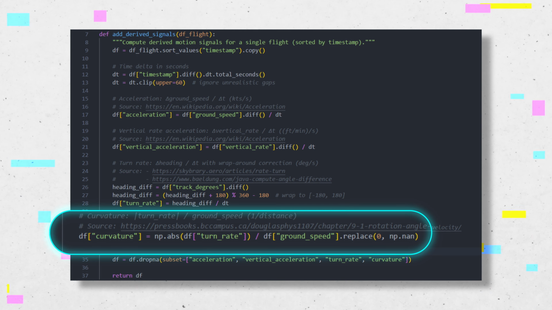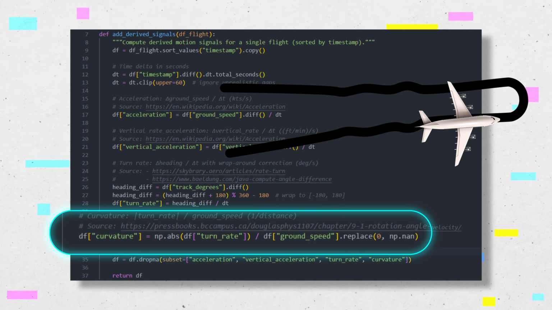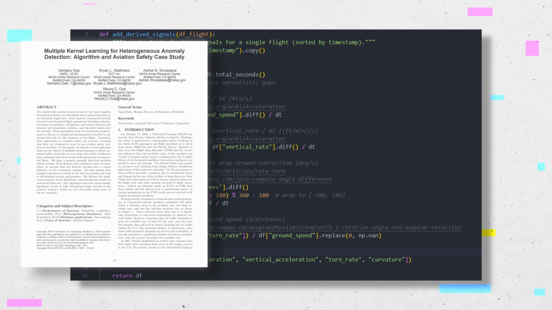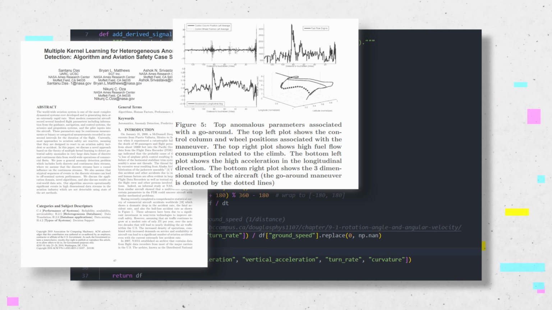Curvature describes how sharp the flight path itself is. Think of a hairpin. The tighter the bend, the higher the curvature. Together, these signals add information that prior papers found useful for detecting abnormal behavior.